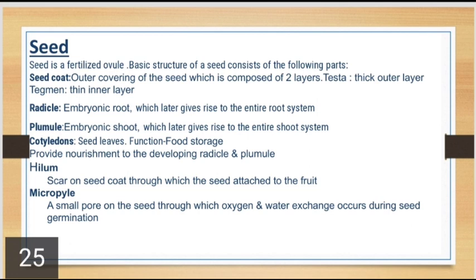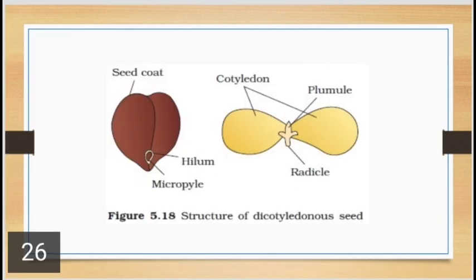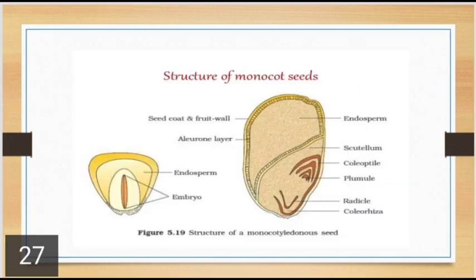Plumule, known as embryonic shoot, which later gives rise to the entire shoot system. Cotyledons, known as seed leaves, function in food storage and provide nourishment to the developing radicle and plumule. Hilum, a scar on the seed coat through which the seed is attached to the fruit. Micropyle, a small pore on the seed through which oxygen and water exchange occurs during seed germination. This is the structure of a dicotyledonous seed. This image shows the structure of a monocot seed.